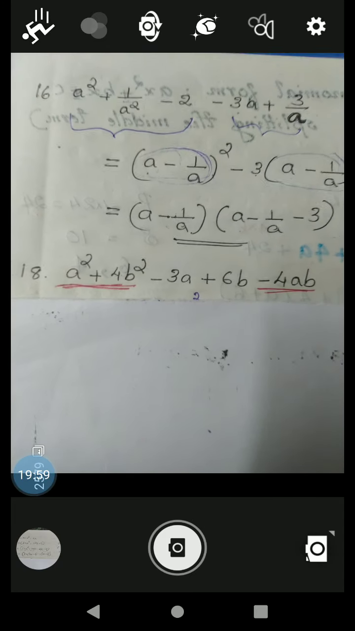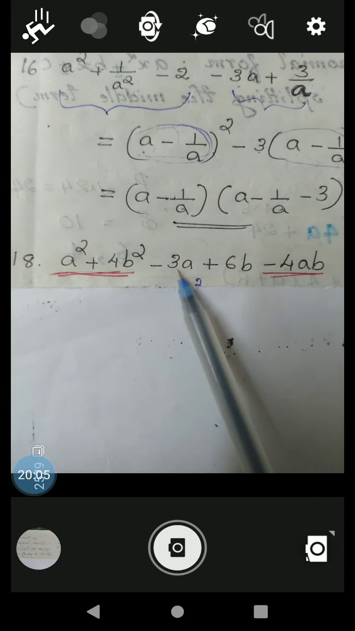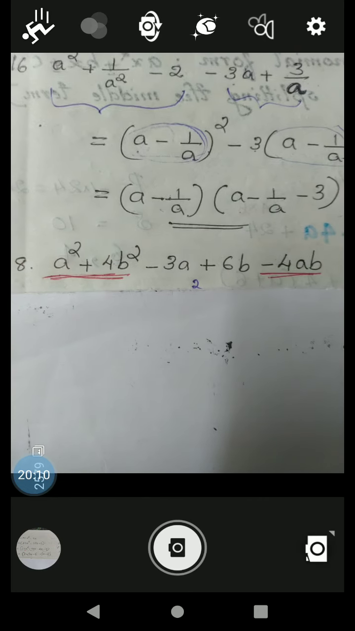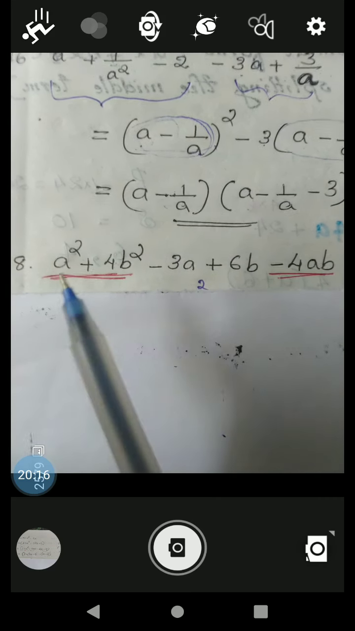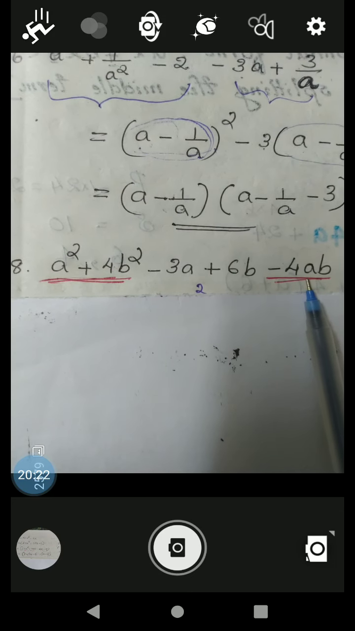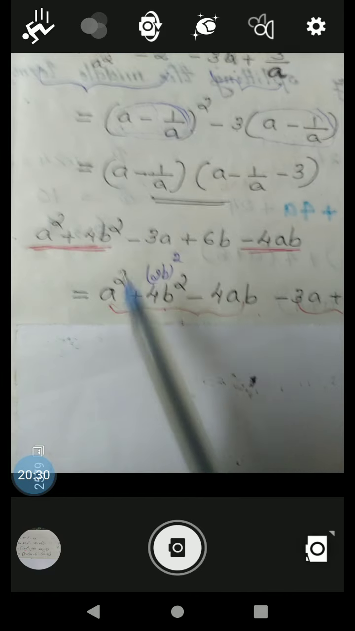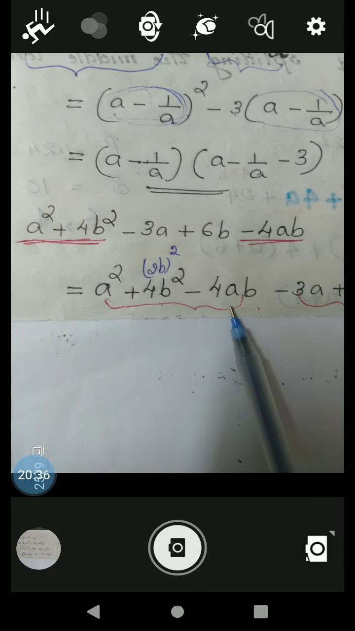Now we can see one more question. Look, a square plus 4b square minus 3a plus 6b minus 4ab. When you see this question, you have to identify that a square plus 4b square minus 4ab is a perfect square. So rearrange these terms like this. A square plus 4b square minus 4ab together, and the remaining minus 3a plus 6b.